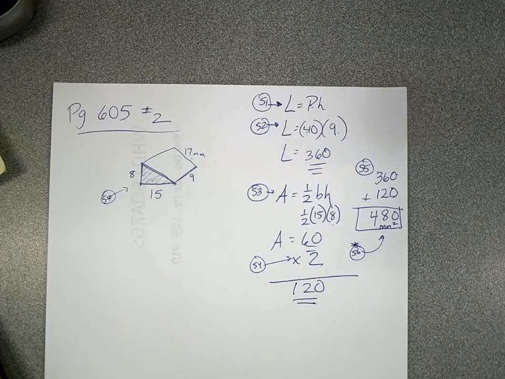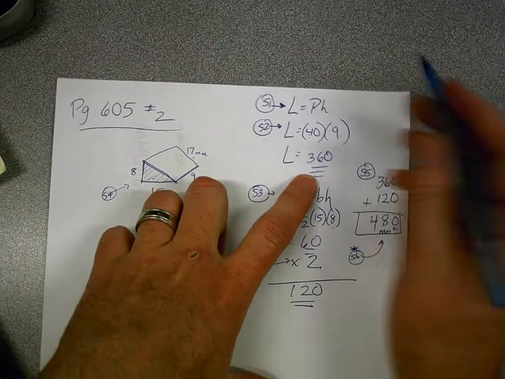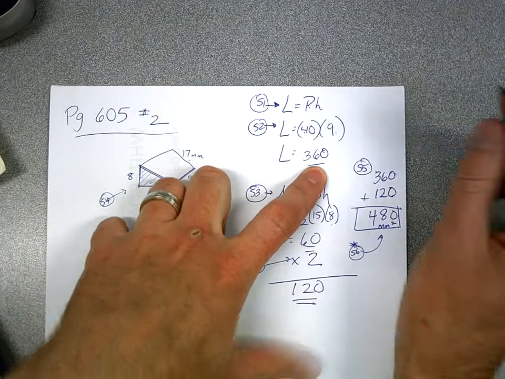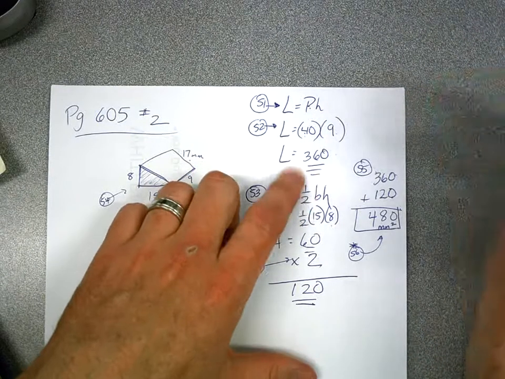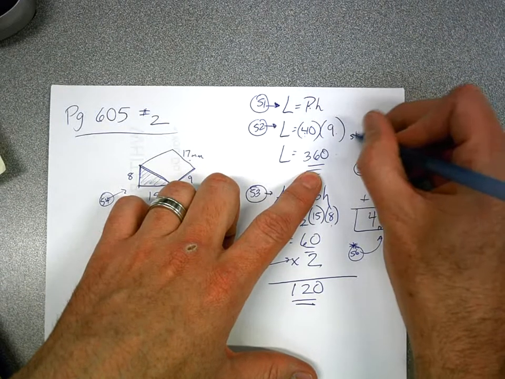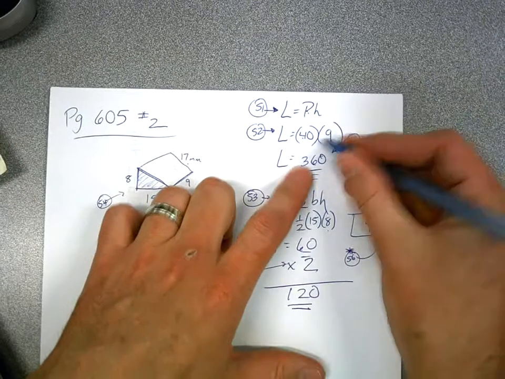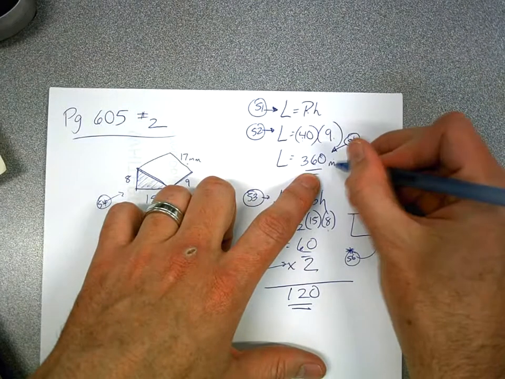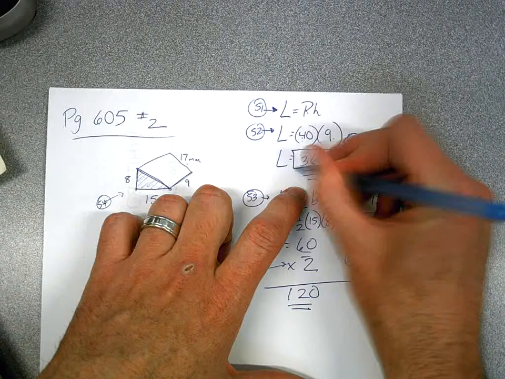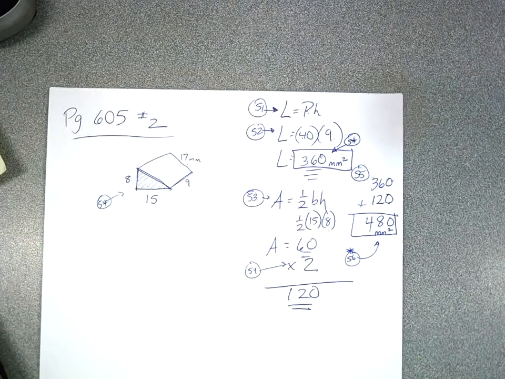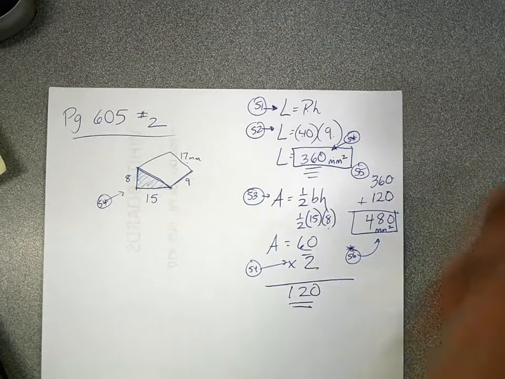Now, I just want to point this out. The directions say find the lateral and surface area of each prism. So actually, they want you to put a step star here. This is going to be one of our answers as well. When you get your lateral area, they want you to put the units on that as well. 360 square millimeters is the lateral area, and the surface area is 480 square millimeters.